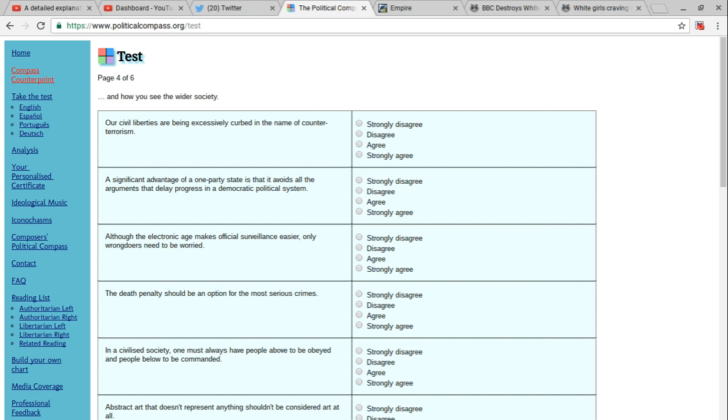Our civil liberties are being excessively curbed in the name of counterterrorism. No, I think they could be even more curbed. I think we need to curb all civil liberties. Everybody, just, fuck it. Dawn to dusk curfew, and you're only out at night when people can't see you. No, I strongly agree with that.